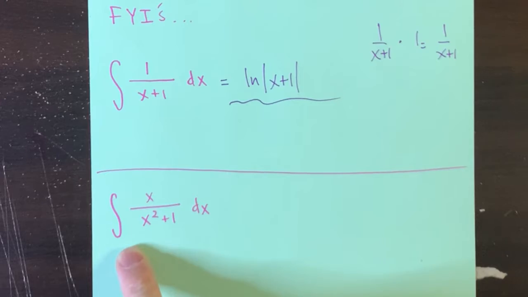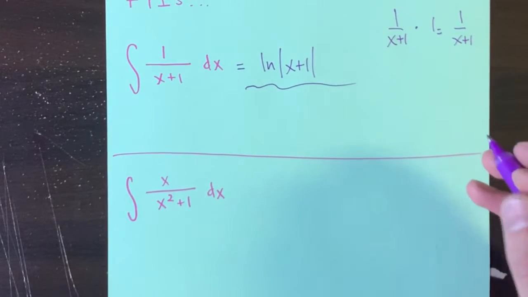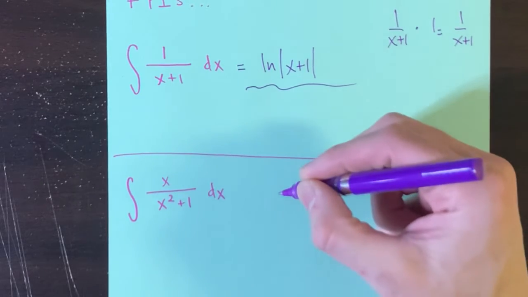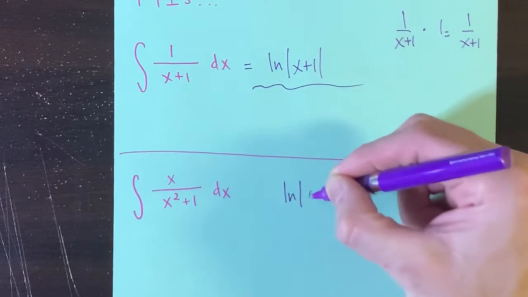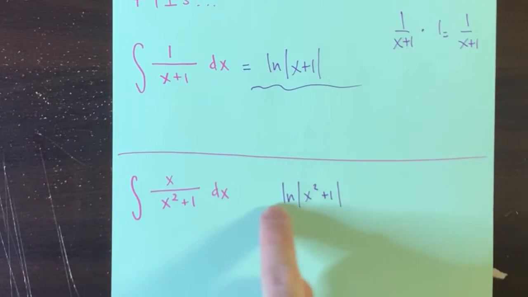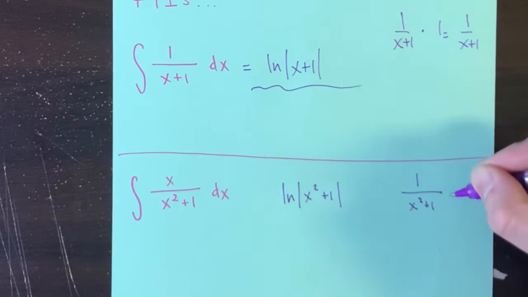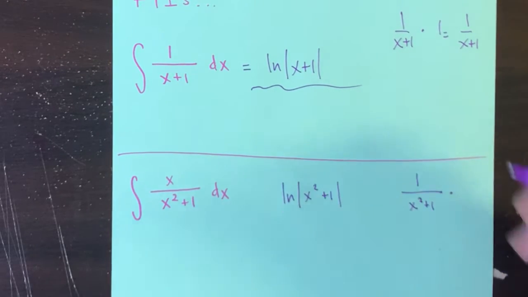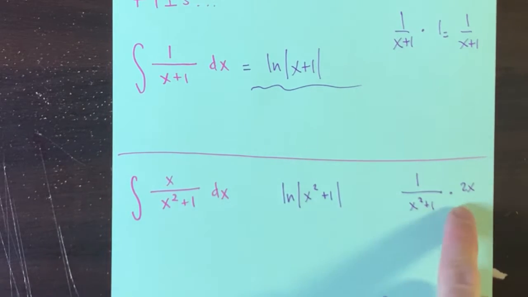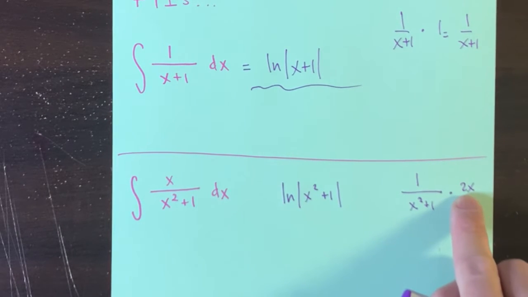Now what about this one here? So the integral of x over x squared plus 1, well, watch. Here's the proposition. I propose to you that we're going to need this here, because if I take this derivative, I'm going to get 1 over x squared plus 1 times the derivative of the inside, which is 2x. So you see how that matches almost perfectly there? How this is almost identical to that? It's just that that 2 has to be gone.